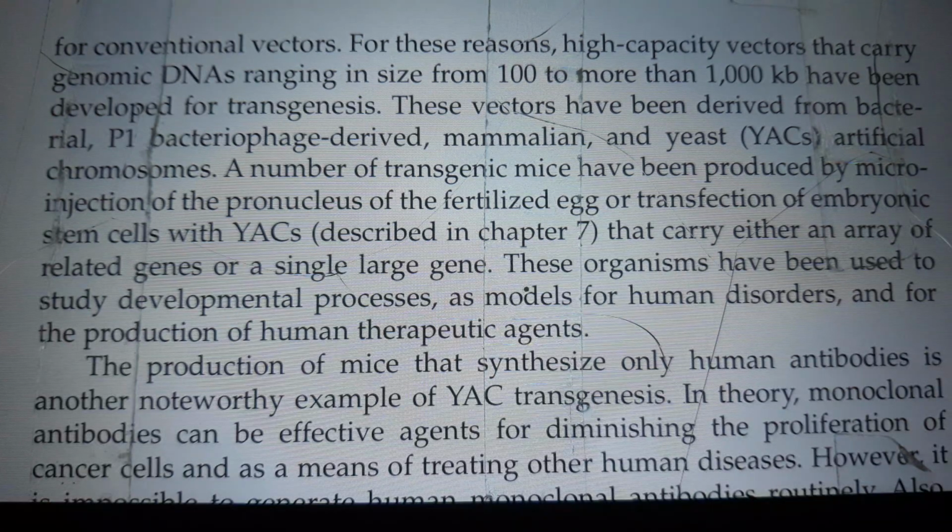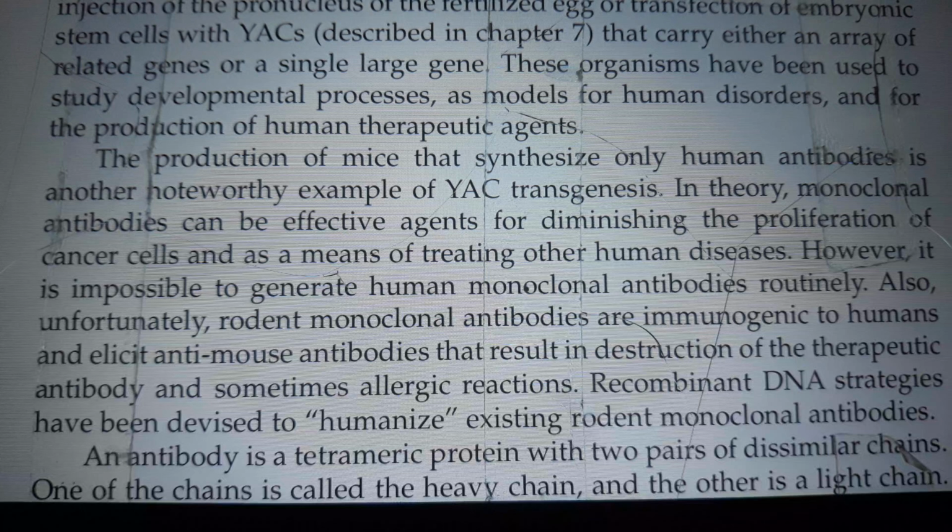For these reasons, high-capacity vectors that carry genomic DNAs ranging in size from 100 to more than 1,000 kilobase pairs have been developed for transgenes. These vectors have been derived from bacteria, P1 bacteriophage, and yeast artificial chromosomes, YACs. A number of transgenic mice have been produced by microinjection of the pronucleus of the fertilized egg or transfection of embryonic stem cells with YACs that carry either an array of related genes or a single large gene. These organisms have been used to study developmental processes, as models for human disorders, and for the production of human therapeutic agents.